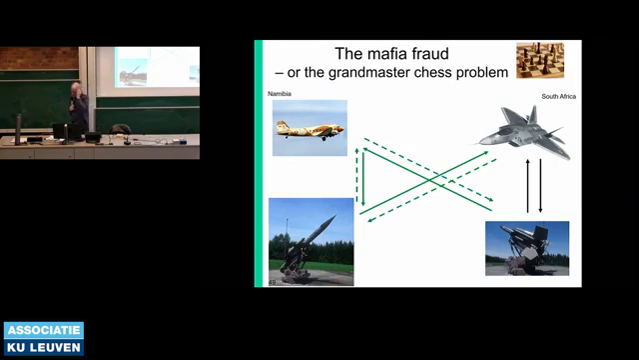And the same thing happens in the grandmaster chess problem, which you can read about on Wikipedia. You just let the two play against each other. That's the answer to the puzzle. This sounds funny, but in fact, it's a major problem.